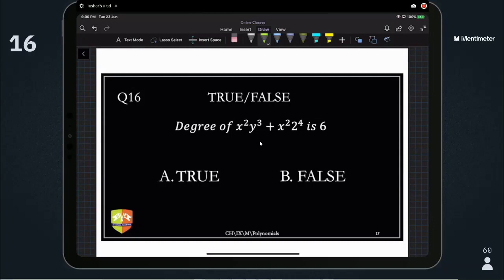Anyways, chalo. So this is the answer. This was 2 to the power 4 times x squared. Only the order was changed. So the degree was 5. Okay. Never mind.